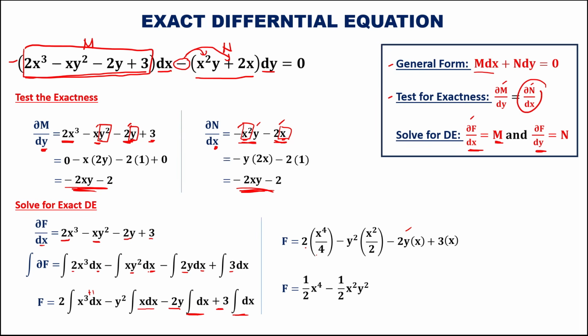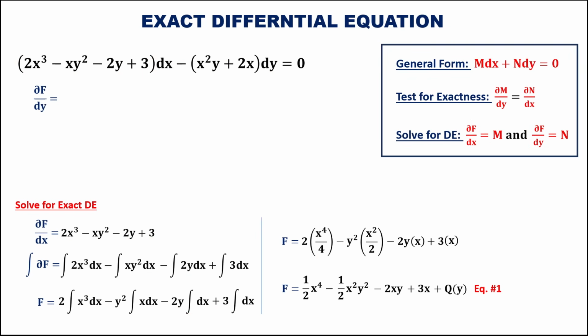So this is negative 2xy and positive 3x. Then for this, we need to add qy. So this is now the first equation. Then to find the second equation, so partial f over dy equals n.